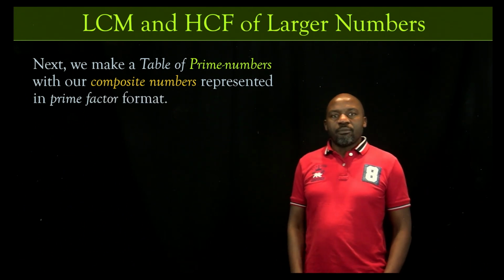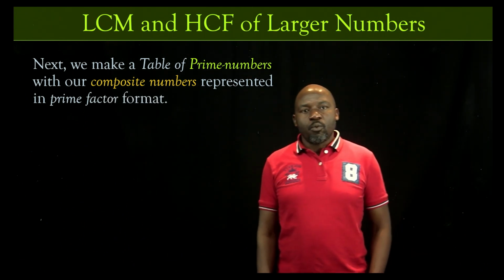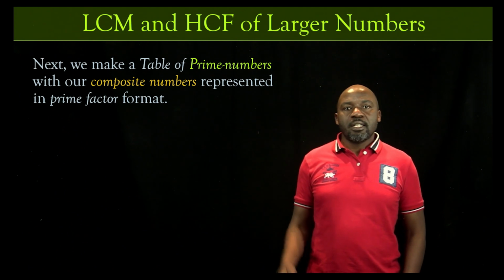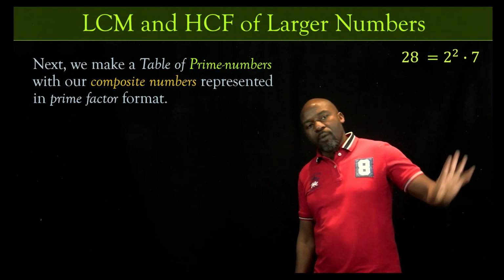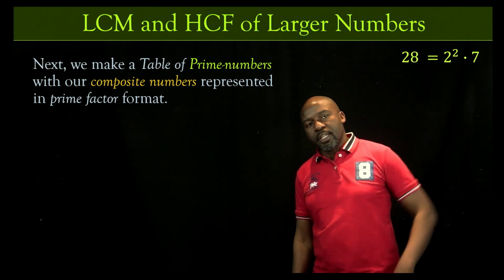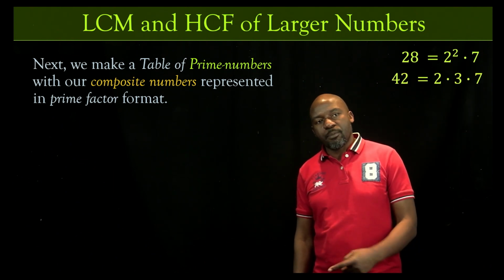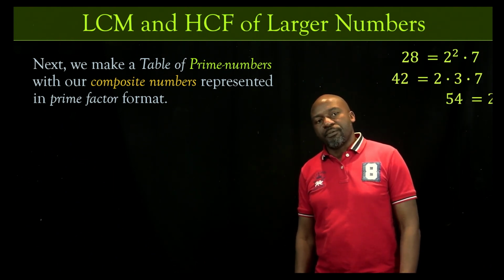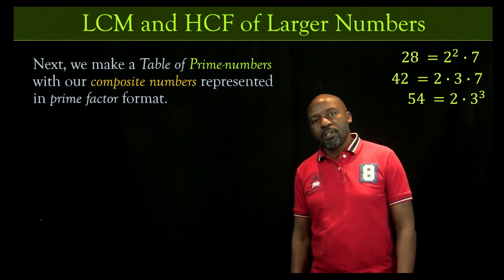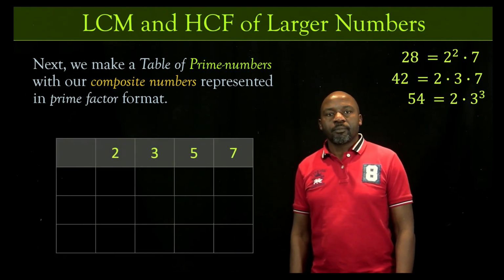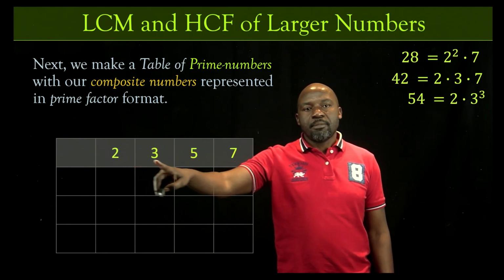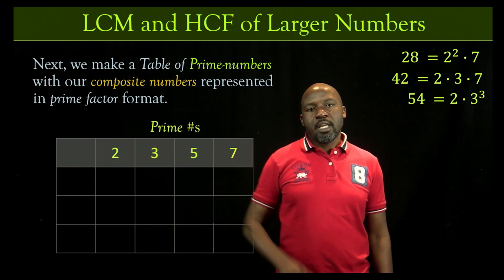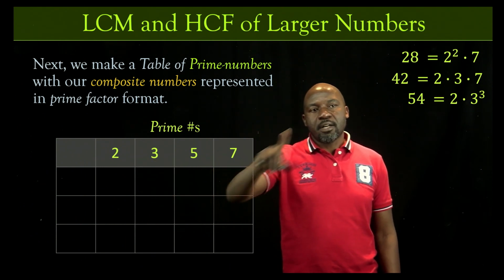Next, we make a table of prime numbers with the composite numbers represented in prime factor format like this. So we make a table. We will keep our numbers on this side so that we can use them on the table. 54 was 2 times 3 cubed. So we make a table like this. At the top, we list the prime numbers. So here we are listing the prime numbers that are represented.